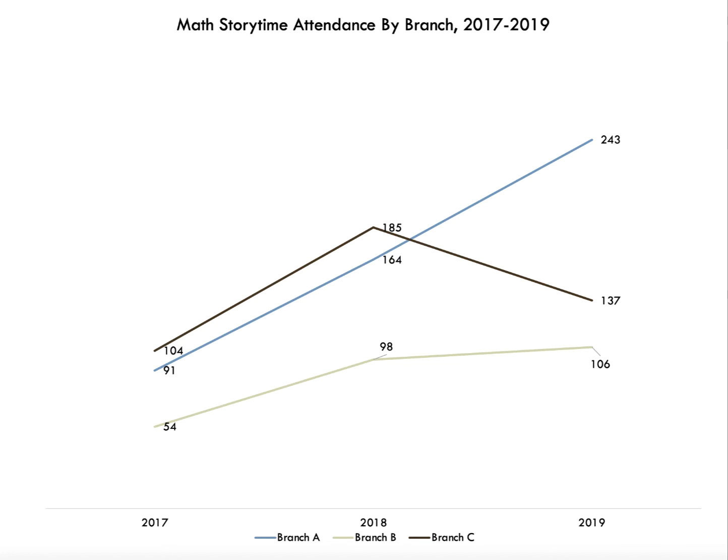Here is a line chart of math storytime attendance from 2017 to 2019 at 3 branches. The chart helps you identify the unique trends at each branch. Branch A has had a steady increase across the 3 years. Branch B's increase tapered off between 2018 and 2019. And Branch C increased from 2017 to 2018 and decreased from 2018 to 2019.